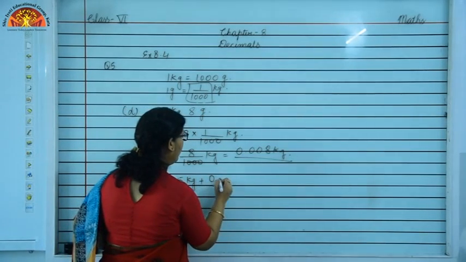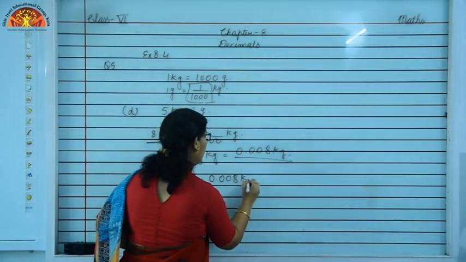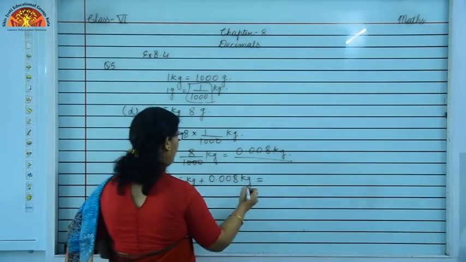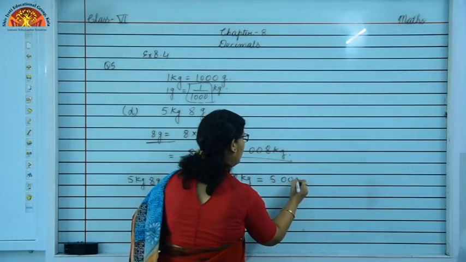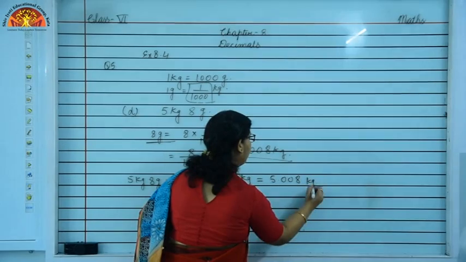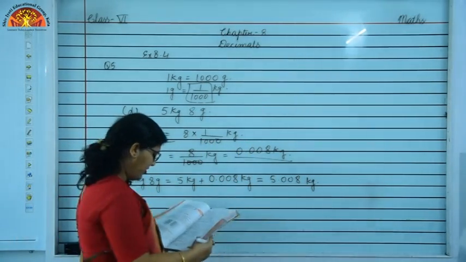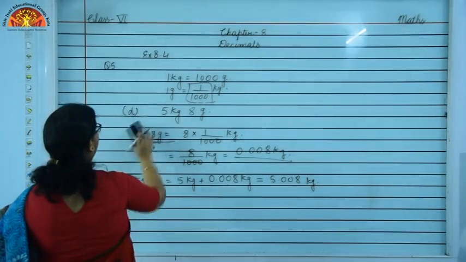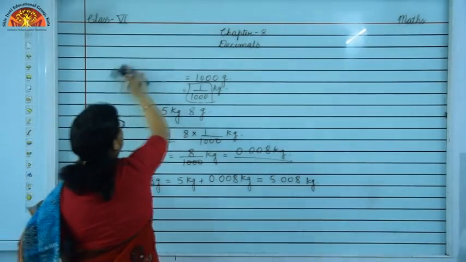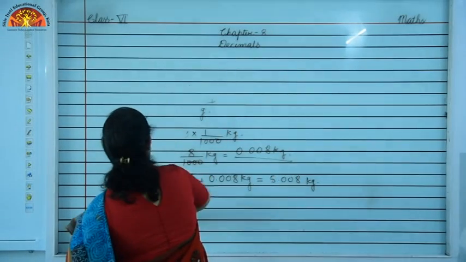Now convert 5 kilogram 8 grams is equals to 5 kilogram plus 8 grams is equals to 0.008 kilogram. It is equals to 5.008 kilograms. Understood?